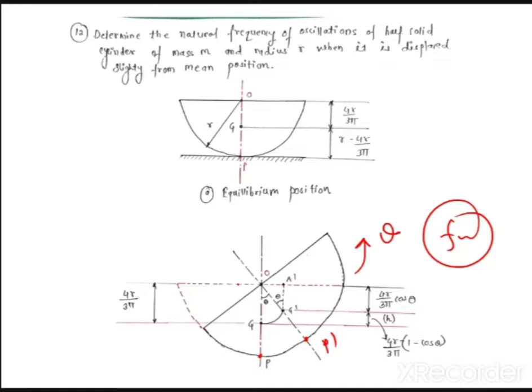Why can you call it a compound pendulum? For a simple pendulum, we are neglecting the mass. But here, this particular solid cylinder will have some mass, and it will oscillate about this point P. So P is the point where it is oscillating. This is how we have to do the analysis.